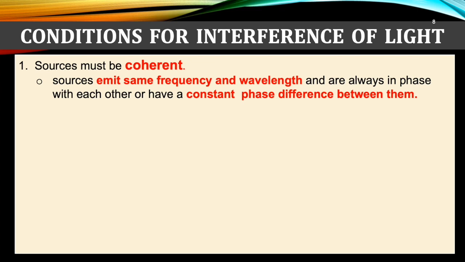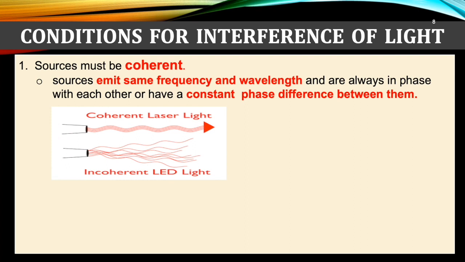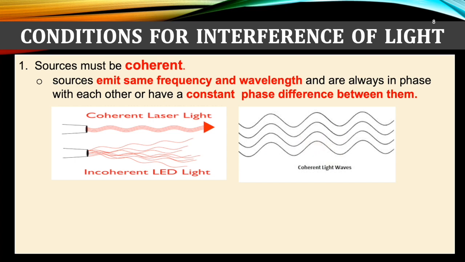Here is an example of two sources. The first one is laser light and the second one is LED light. As you can see, LED light is an incoherent source because the phase is not constant. And this is another coherent light wave.